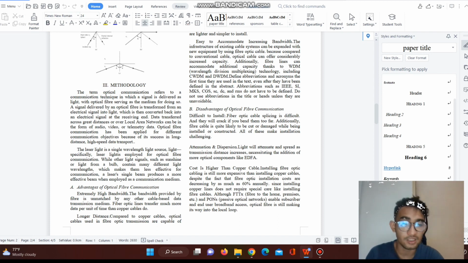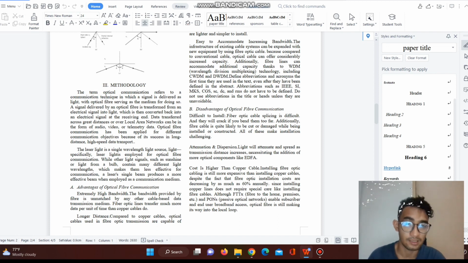The disadvantage of fiber optic is that it is difficult to install. Fiber optic cable splicing is difficult, and they will crack if you bend them too far. Thus, fiber optic is quite likely to be cut or damaged while being installed or constructed.